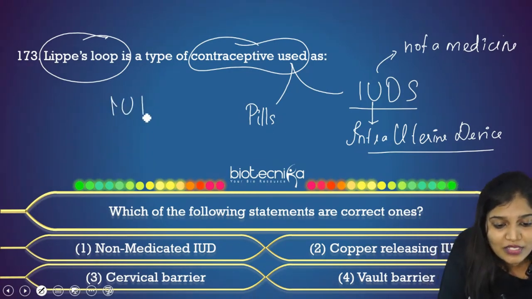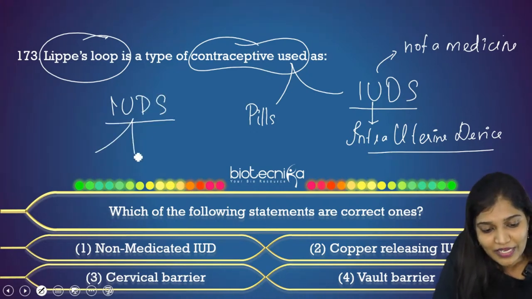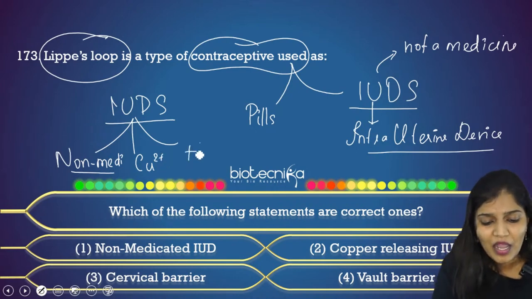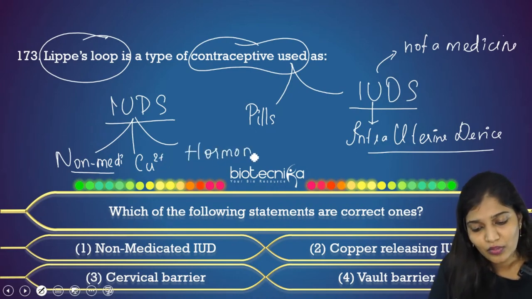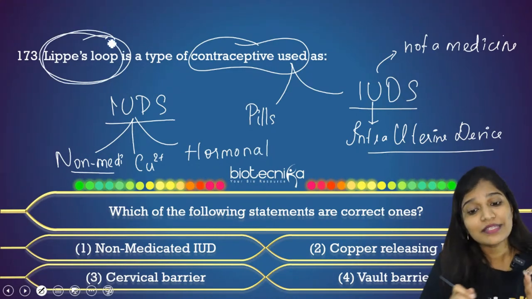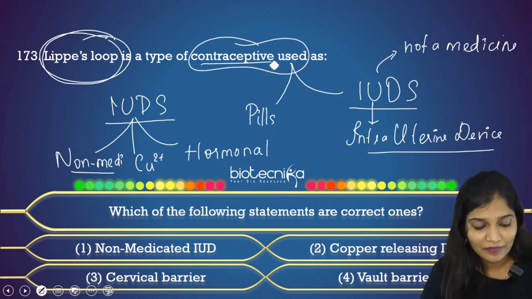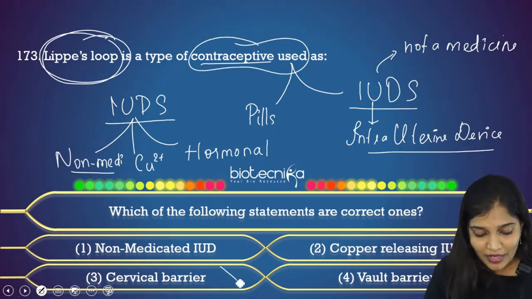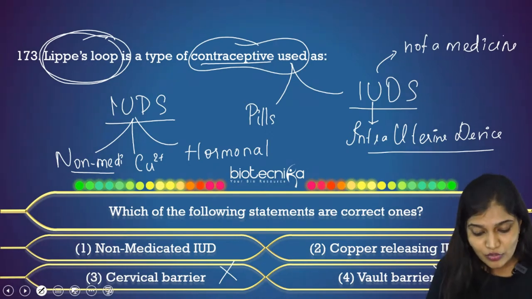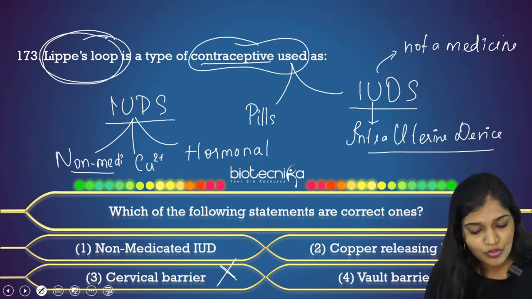And these intrauterine devices can be classified into 3 categories. One is non-medicated intrauterine devices. Another is copper intrauterine devices, and some hormonal intrauterine devices are also there. Now the question for us is, Lippes loop is what type of contraceptive? We know it's an IUD. So if you see the question, we are left with the first option and the second option. We cannot choose barrier, because a barrier is not introduced into the uterus. So this goes wrong over here.